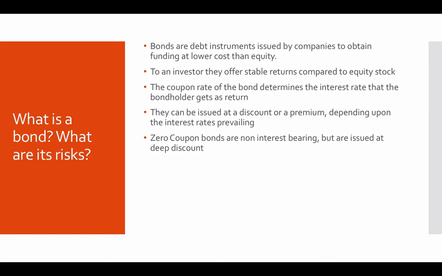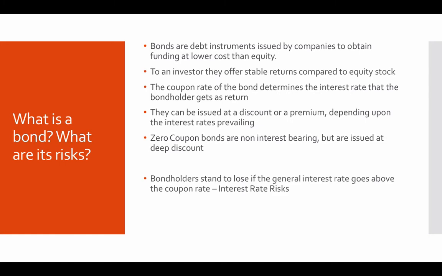Next, there are some things called zero coupon bonds. These are bonds that have no interest rates. Instead, they are offered at a deep discount. Now, you might think, why would anybody buy a bond which does not even offer interest? Well, for that, there's a concept called yield, which we will cover towards the end of this lecture.